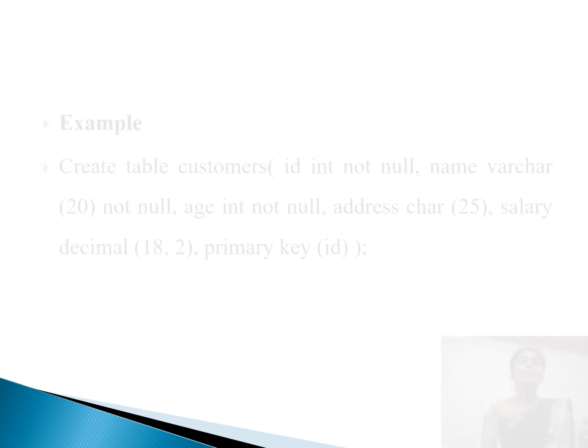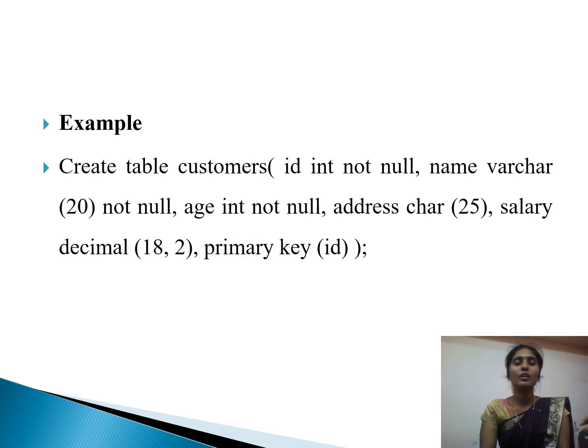Here is the example for create table. So create table, table name. Here table name is customer. The customer table can contain the column ID, name, age, address, salary, and each column must contain the data type, and we can set the constraints for some columns like ID, name and age.